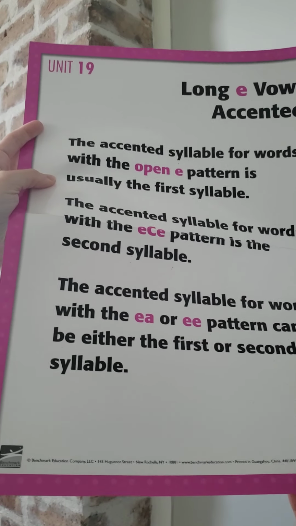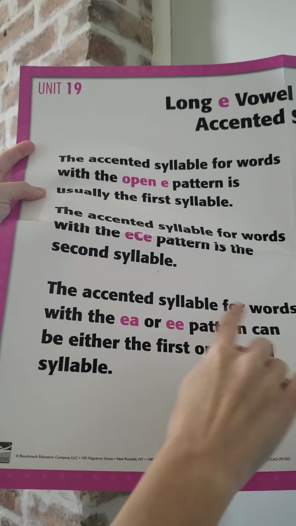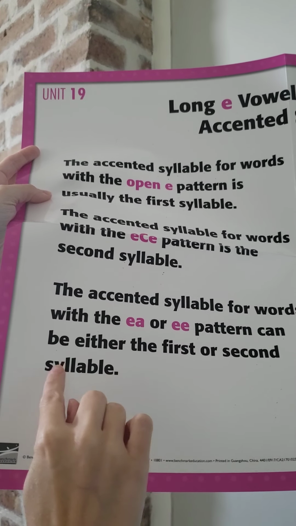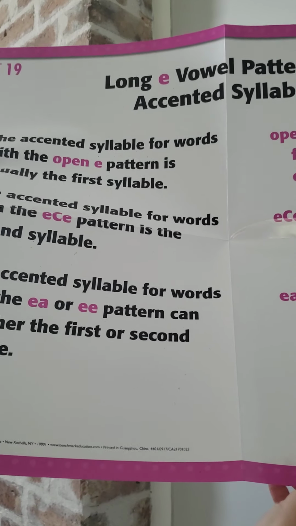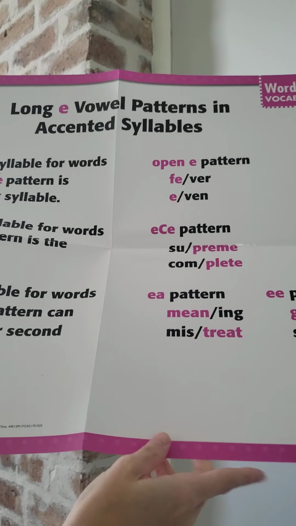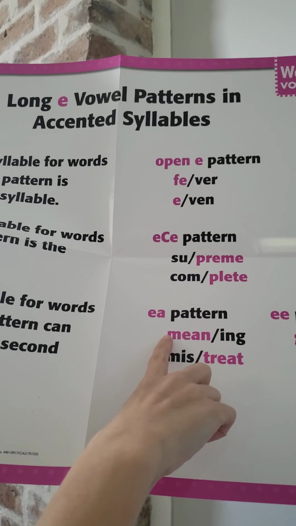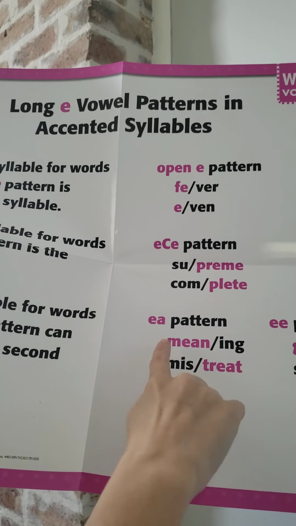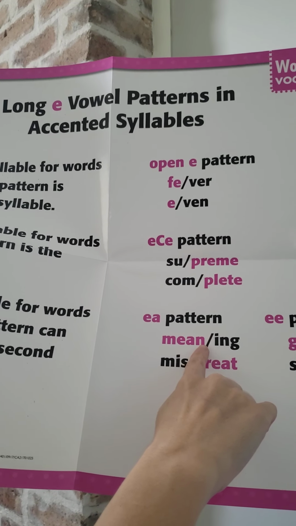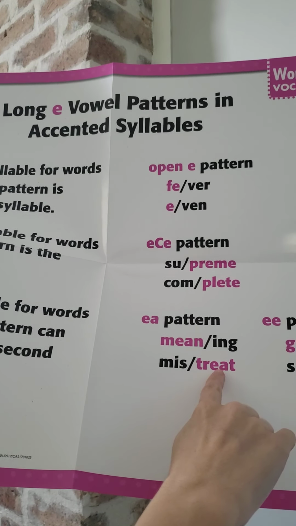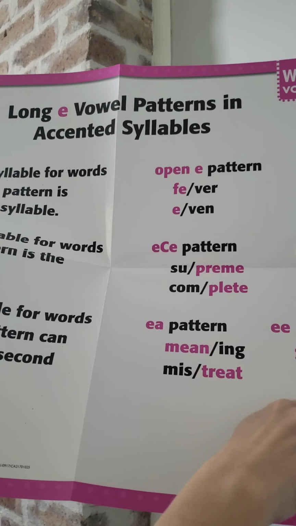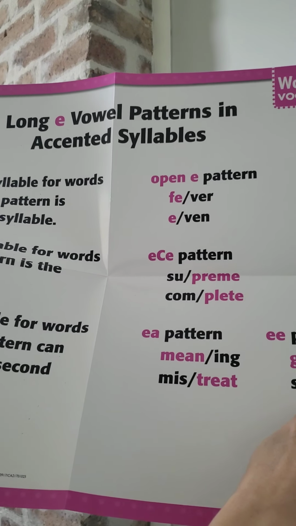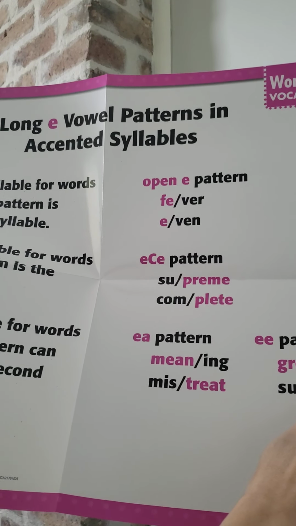Let's look down here. The accented syllable for words with the EA or EE pattern can be either the first or second syllable. So let's look at those words. We have EA pattern, meaning, and mistreat. Meaning, you hear that long E in the first syllable. Mistreat, it's in the second. So these might be a little bit trickier whenever you start doing those sorts. Listen closely for that long E sound. Long E just says its name, remember that.